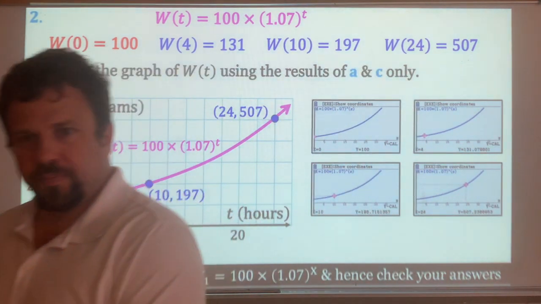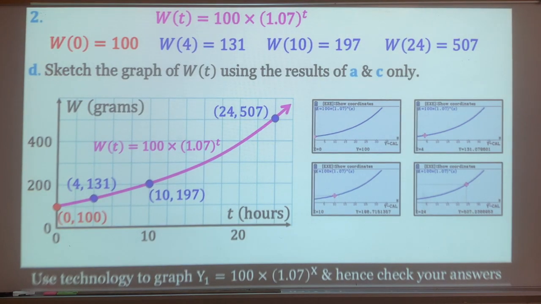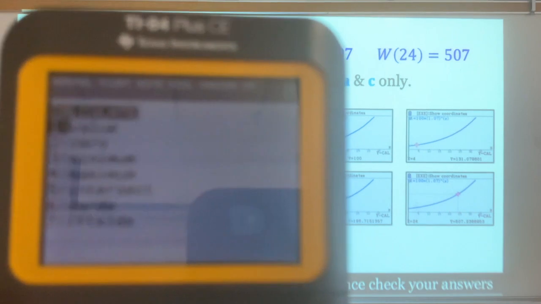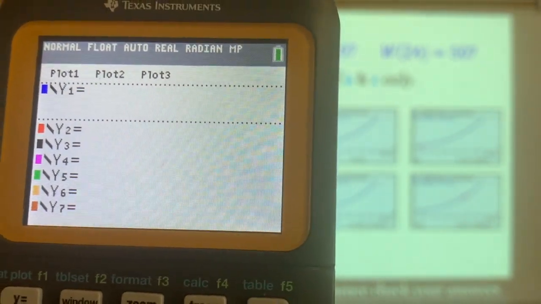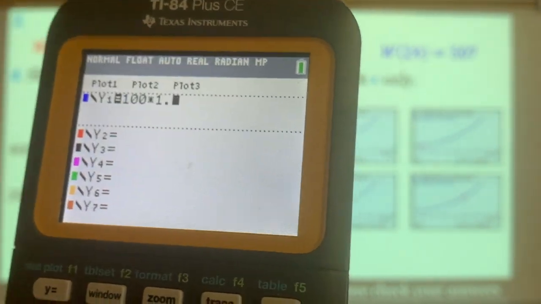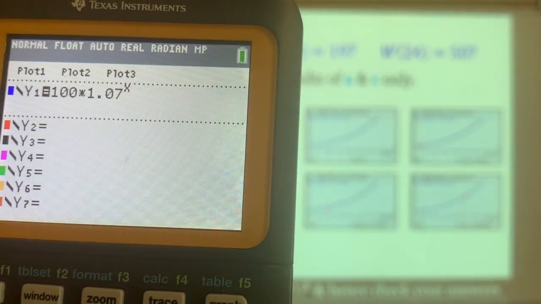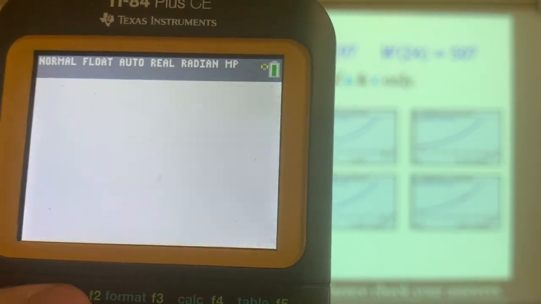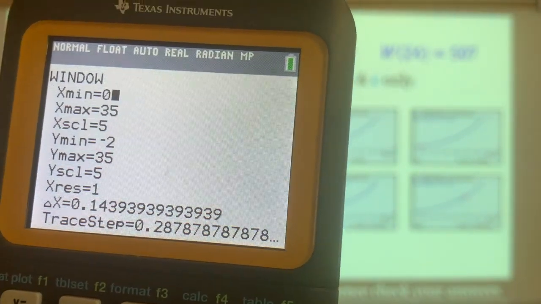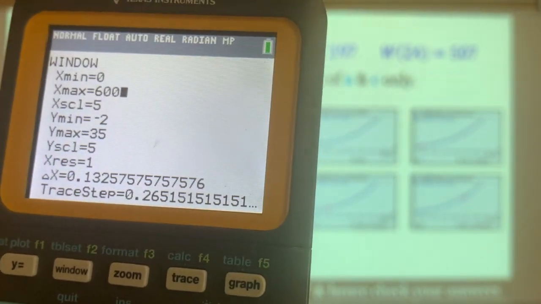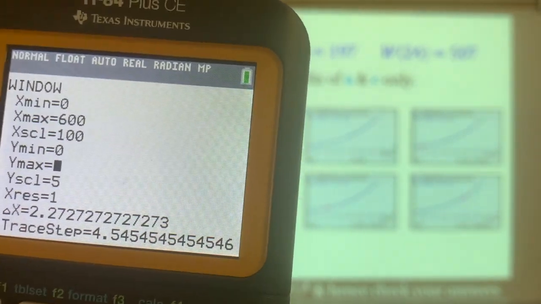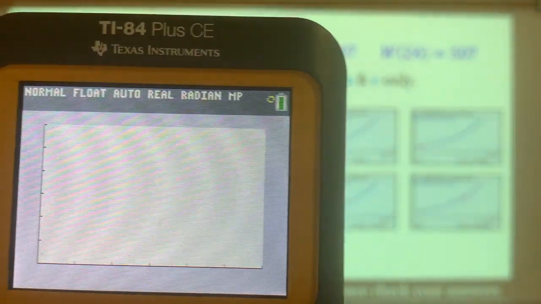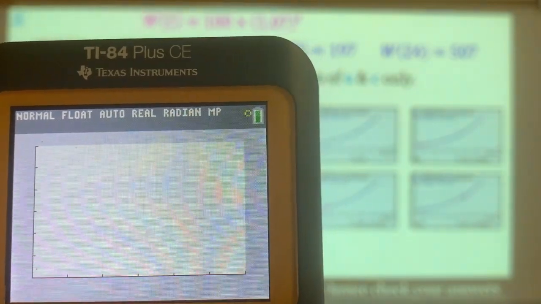Here, I'll show you how to do that real quick. Might as well, we've done this before. We're going to go back to Y equals, clear this, and enter 100 times 1.07 caret X. Now I'm going to change my window. X is from 0 to 600, going up by 100, because I don't like dashes. Y is from 0 to, let's say, 30, going up by 5 is fine. So I got a graph right here.